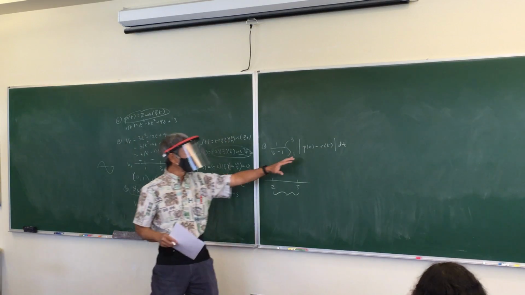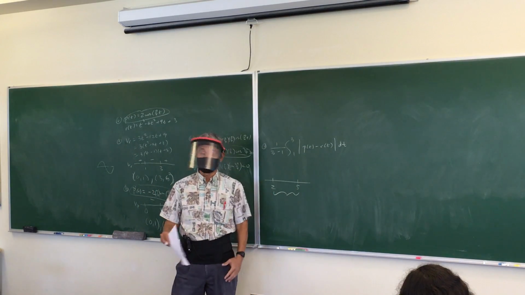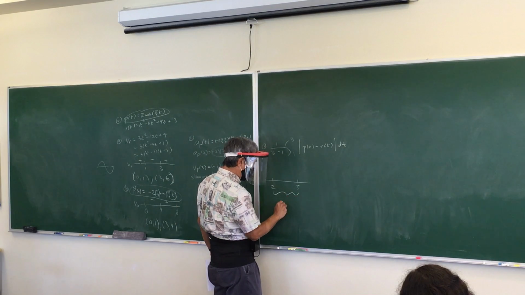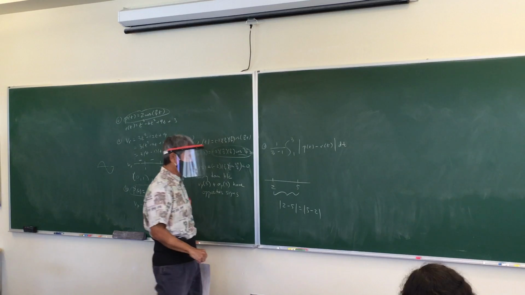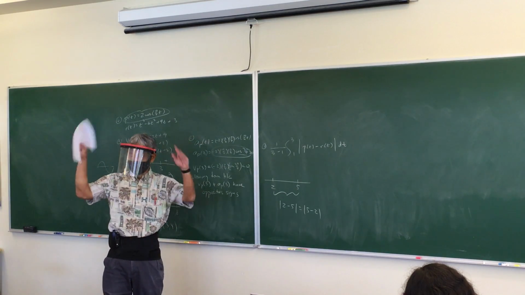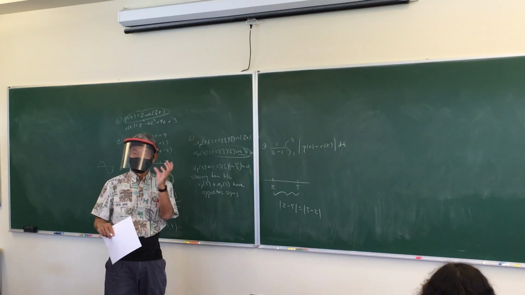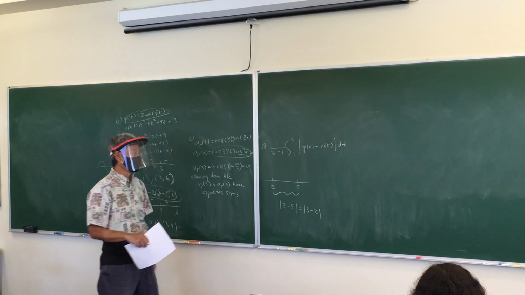And it doesn't matter which way you subtract, right? Because we take absolute value. Think about it. The absolute value of 2 minus 5, is that equal to the absolute value of 5 minus 2? Yeah, it doesn't matter which way you subtract. If you put absolute value, that tells you the distance between the two things.